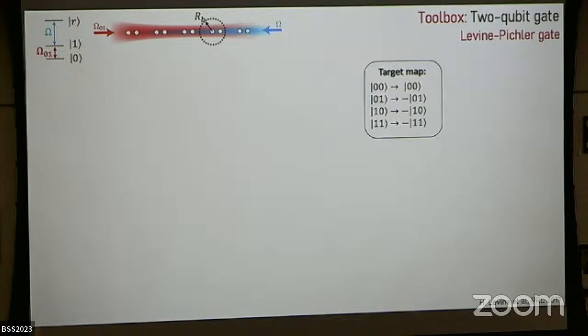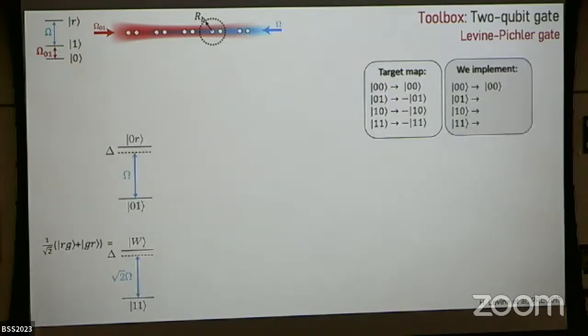So as we said, this is a target map that we want to implement, and let's see how we do that. Now, when you're in this situation, the 0 state is not coupled to the Rydberg state. It's off resonance. So when you shine the atoms with the Rydberg light, nothing happens to 0. But what happens to 1?